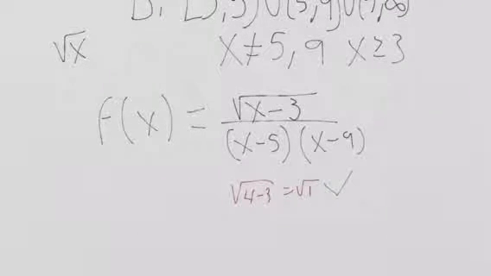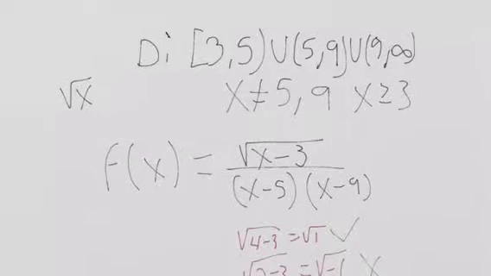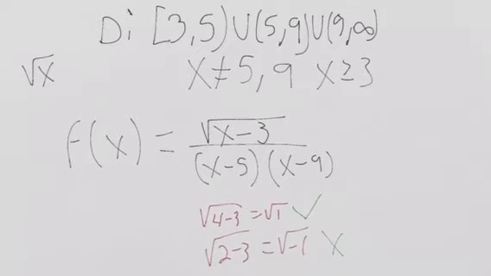But if we try to plug in 2, we get square root of 2 minus 3, which is square root of negative 1, and that is not okay. And if we try to plug in anything smaller than 3, we're going to just get more and more square roots of a negative, which is not okay in the real numbers. So now we have our function that has the domain that is listed.